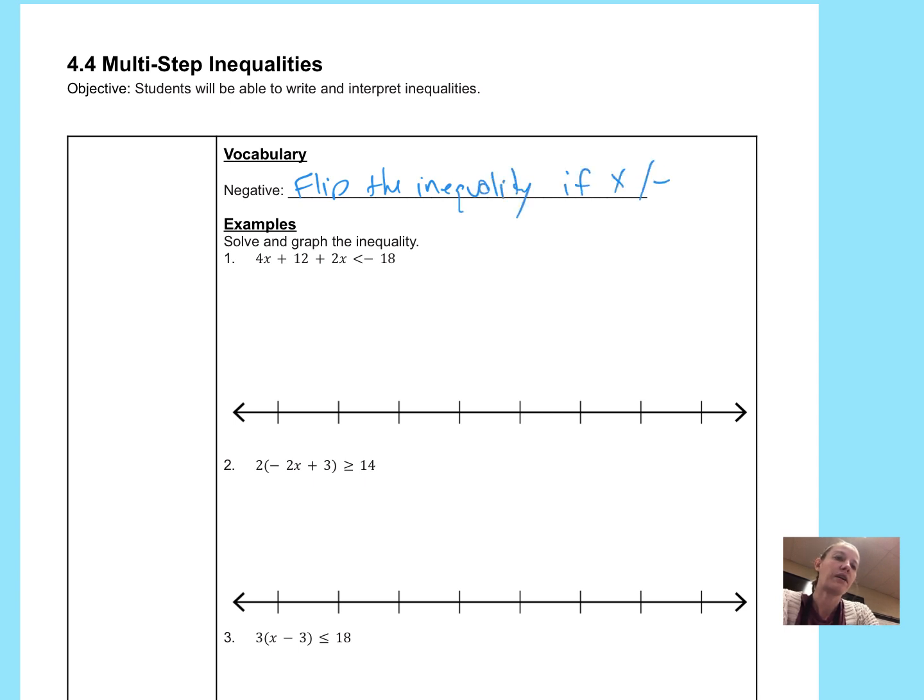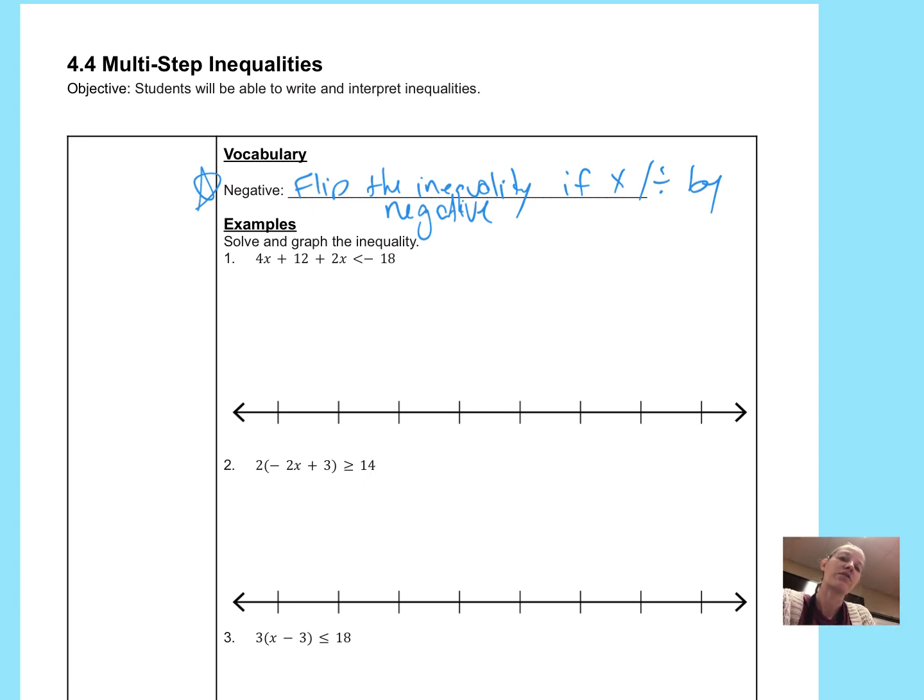If multiply, divide by negative. I know we've written this a lot of times now, but it's very important to remember. All right, so we're going to start with number 1. This is an example of having like terms we can combine.